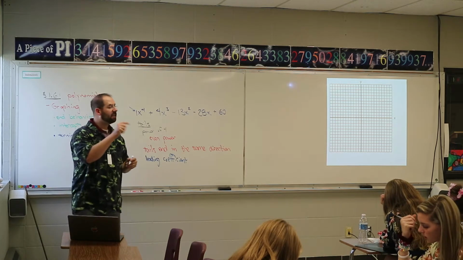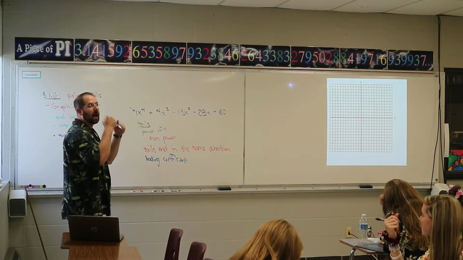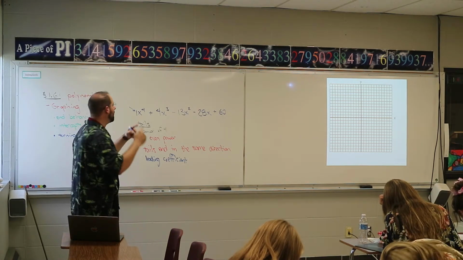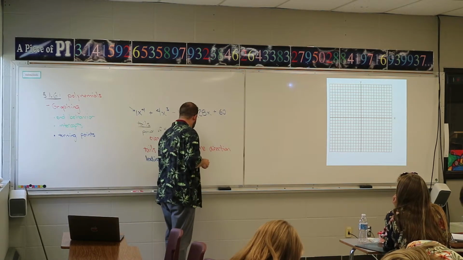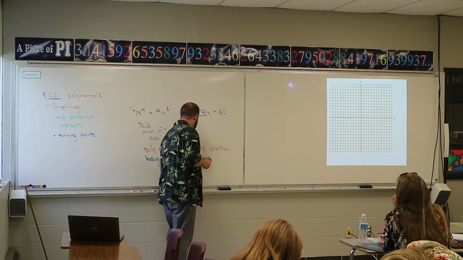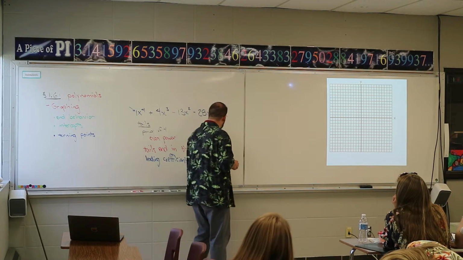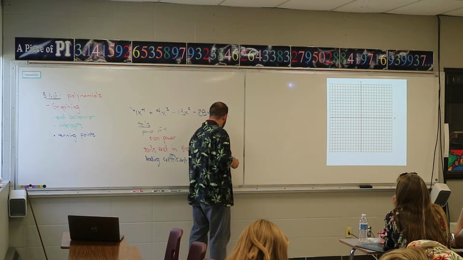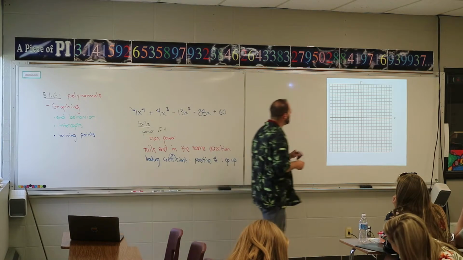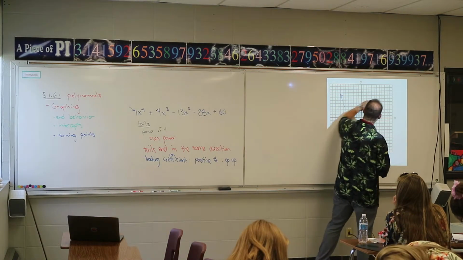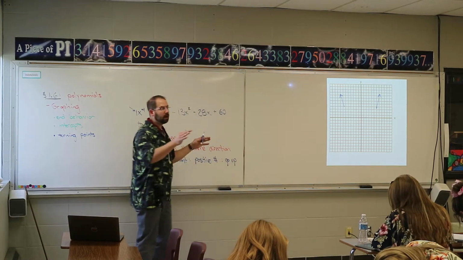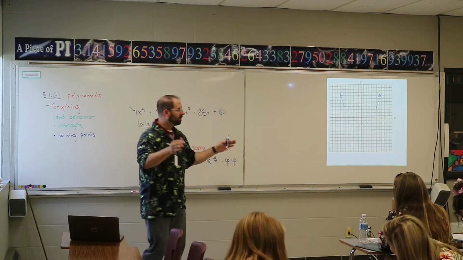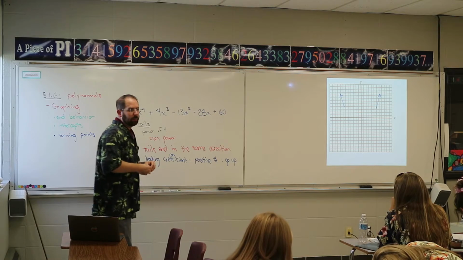Since it's a positive number, the tails are going up, because they're going the same direction and the leading coefficient was positive. So we're going up at the tails. The end behavior is somewhere up there. The tails are going the same direction. I don't know where, but on the very ends of this graph, it's going up.